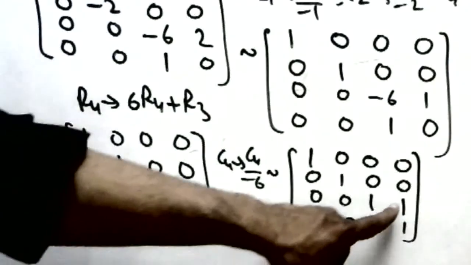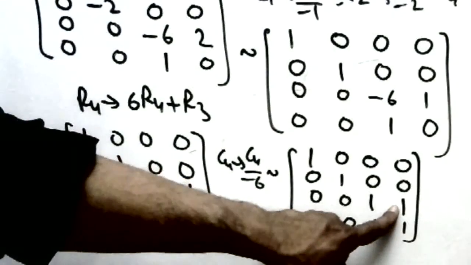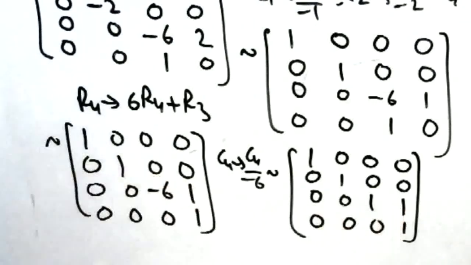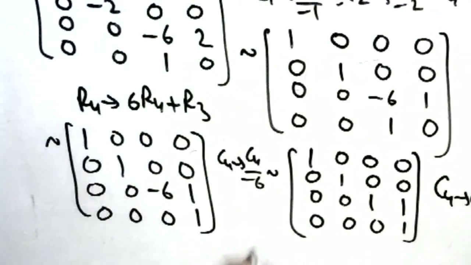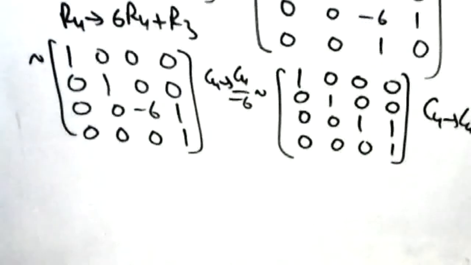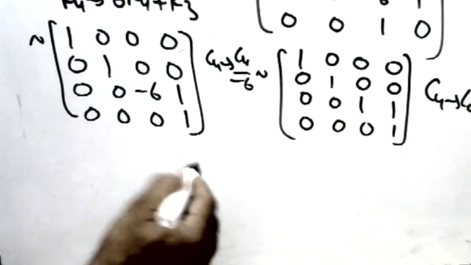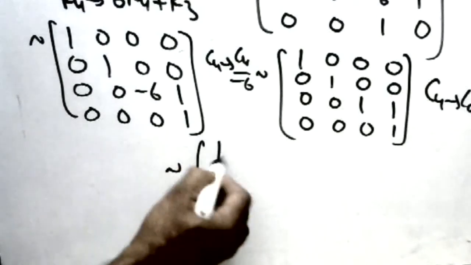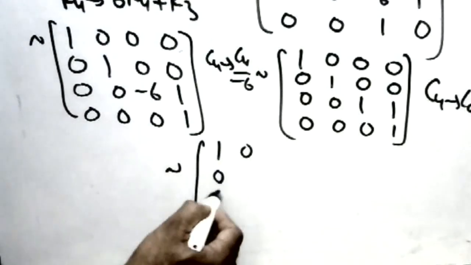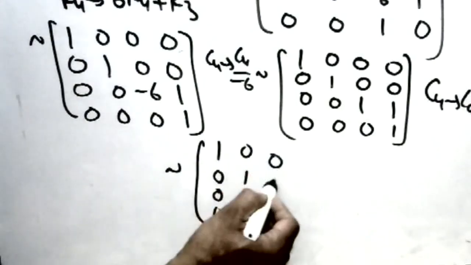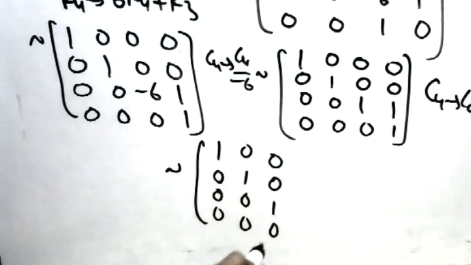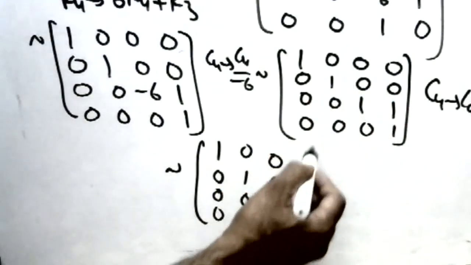So lastly we are left with 1 here. If we make this 1 zero, we get the identity matrix. So this is C4 minus C3. C4 implies C4 minus C3. I am writing this, see, this is the last step. So we are left with 1 1 0 0 0 0 1 0 0 0 0 1 0.